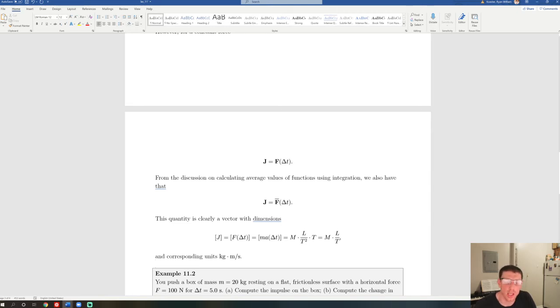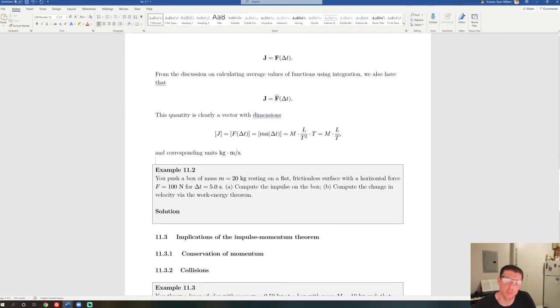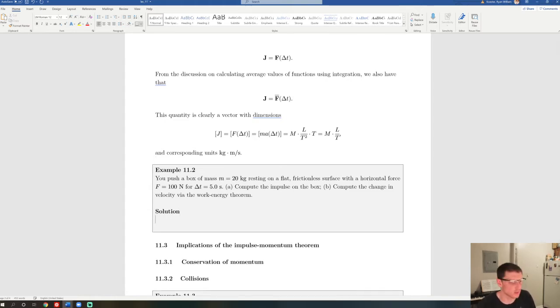So let's look at an example of applying the impulse momentum theorem. And what I want to do in this particular example is compare the result that we get to the result that we would get from applying the work energy theorem. And, you know, we should find that we get the same result. And indeed we will. So let's do this.